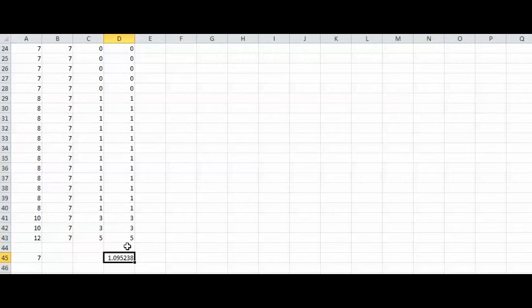So the average distance from a person's data value to the mean is 1.09. And this answer right here that I'm saying is the average distance to the mean is called the mean absolute deviation. It gets that name because it's the mean of all of the numbers in the absolute deviation column.